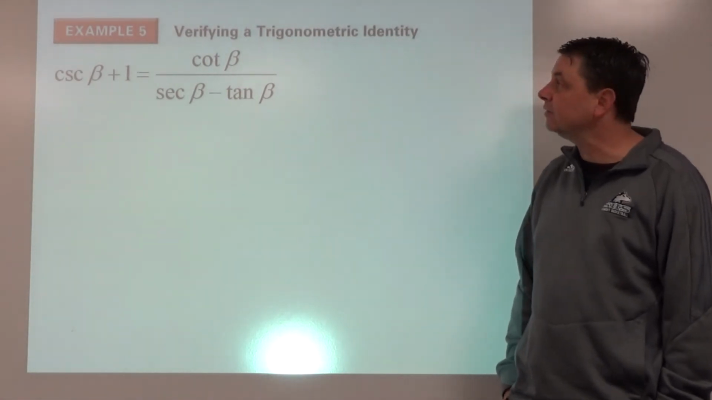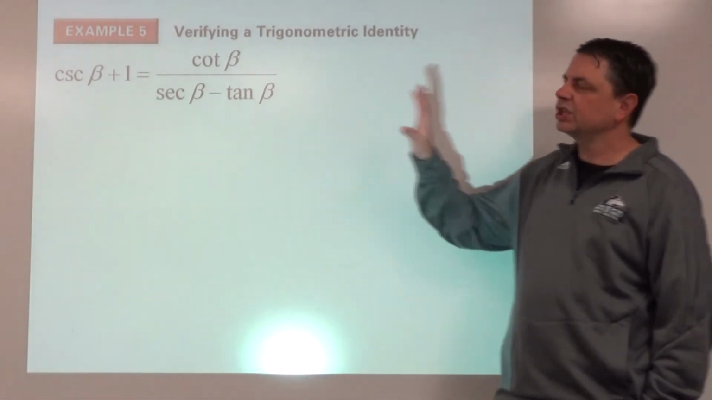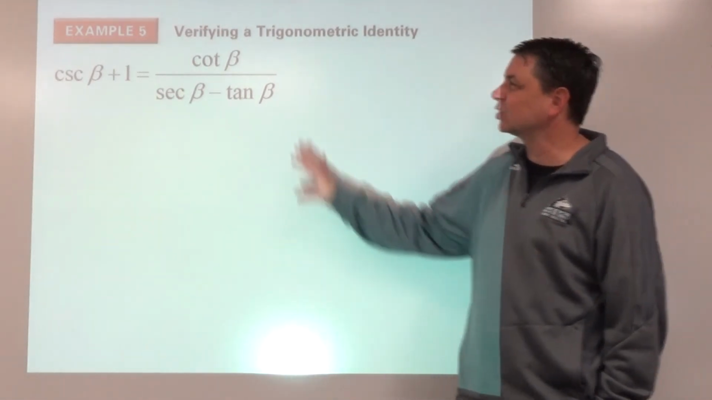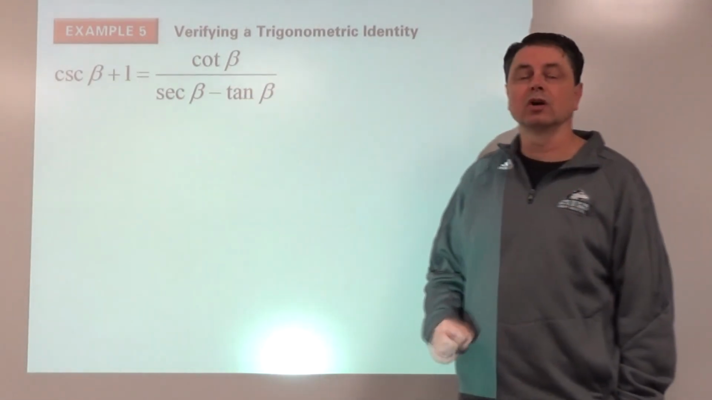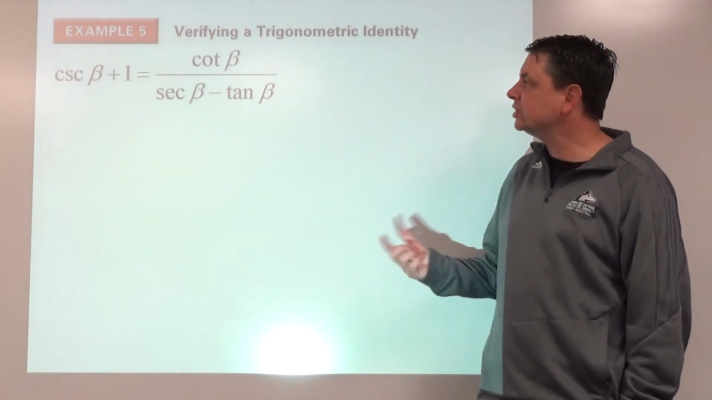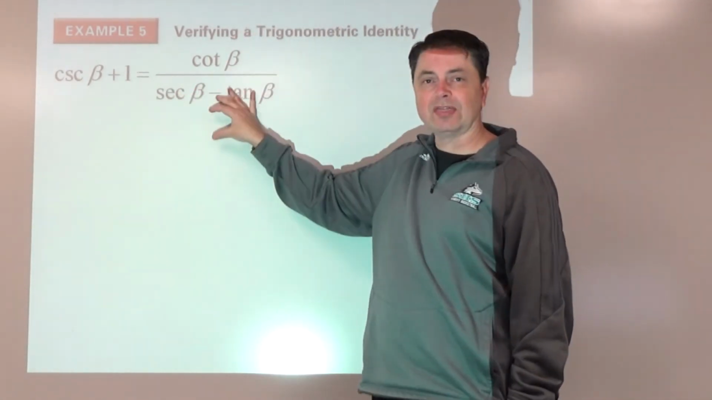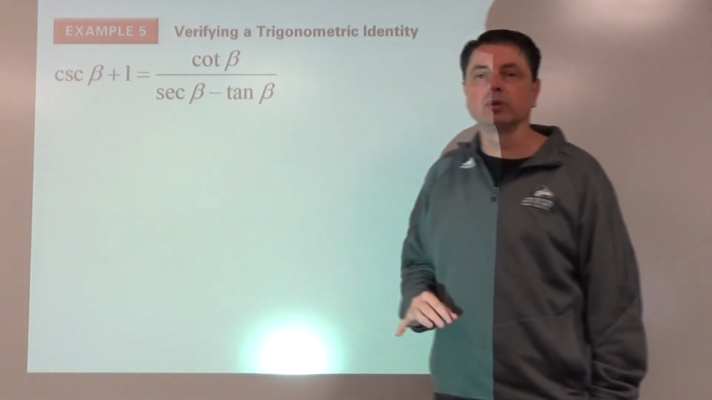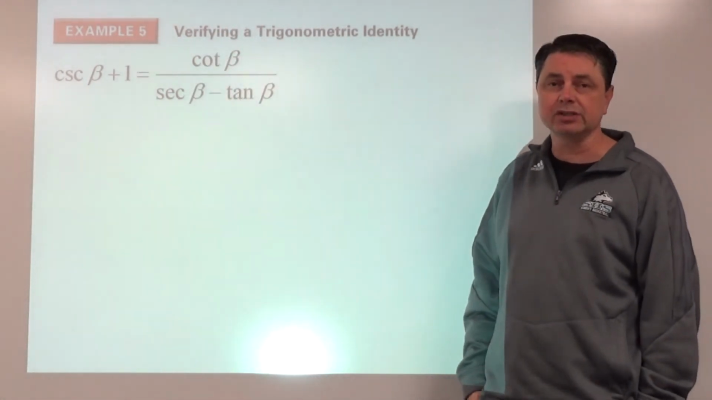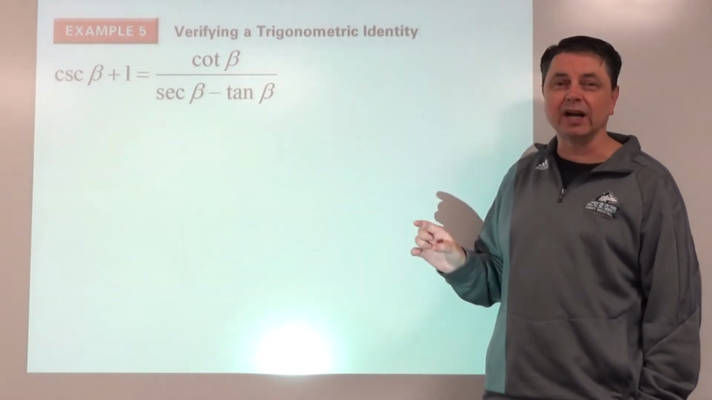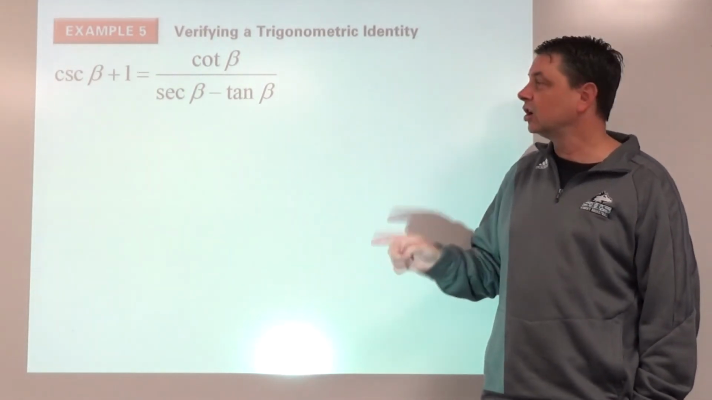Example number 5. Which side do we want to work on? I think that the right side's probably definitely the more complicated, so let's work there. And there's different ways to go. We could go sines and cosines. The challenge with that would be we're going to create complex fractions, so fractions within fractions. And maybe we do that anyway, but I think maybe we might want to try conjugate first.